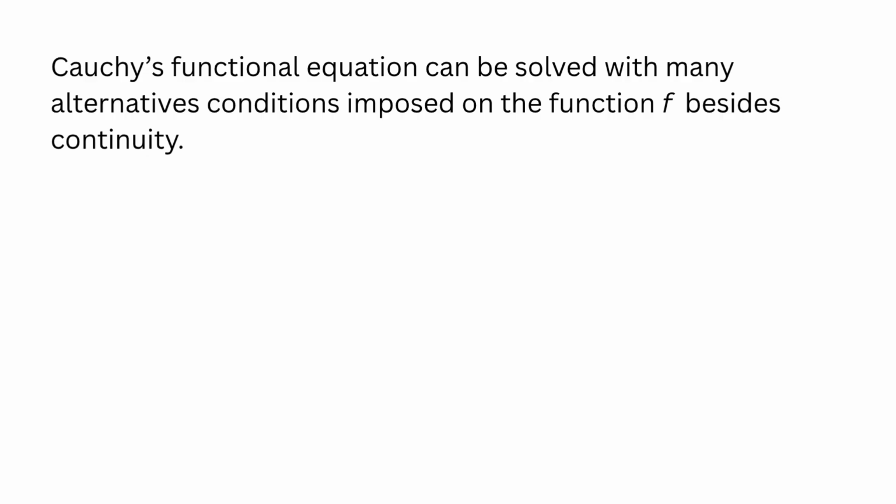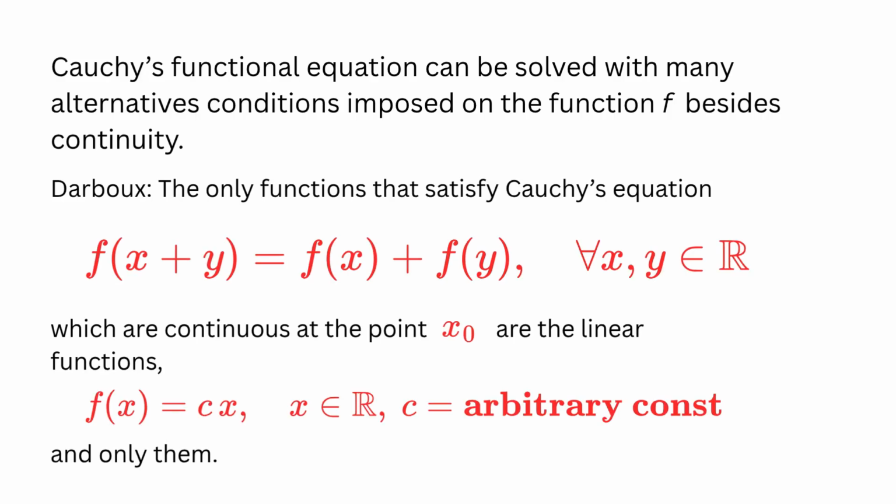Darboux was the first to realize that Cauchy's equation leads to the same solutions if the requirement of continuity of the function at all points is dropped and some other weaker condition is added. In particular, Darboux proved that, given Cauchy's first functional equation, if f is continuous at a single point, then it is continuous at all points.